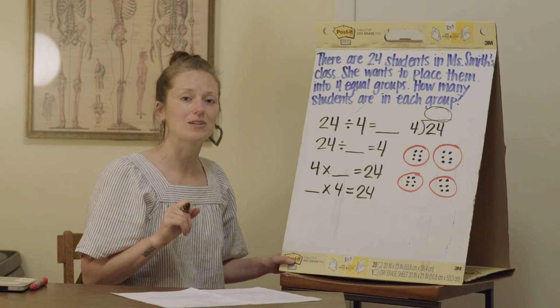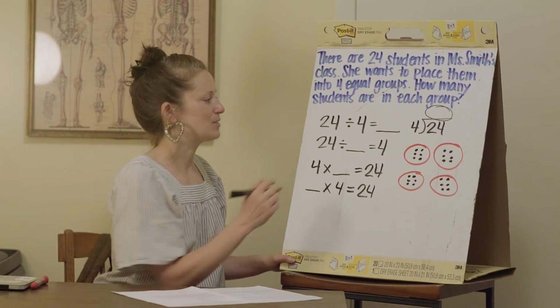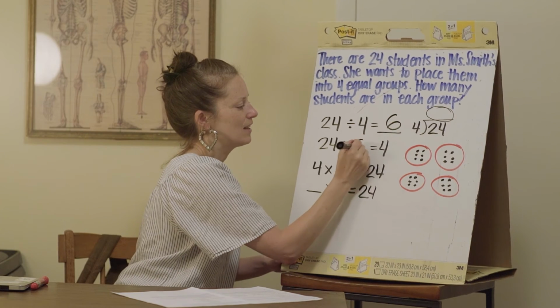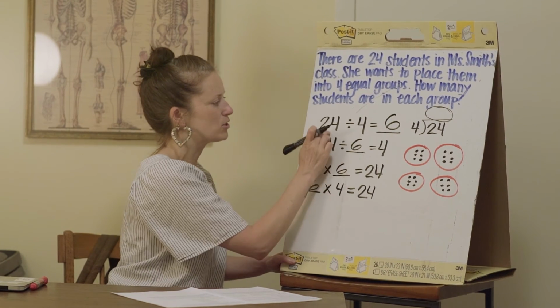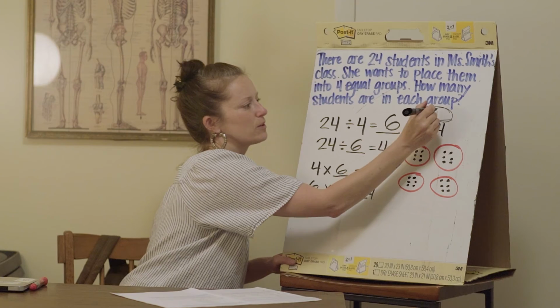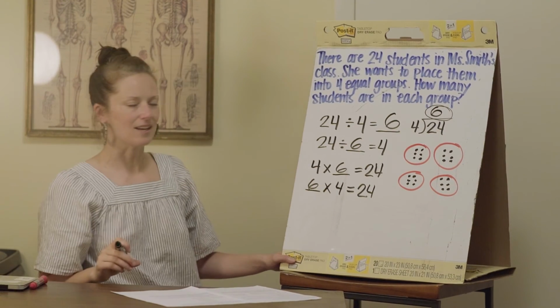And how many students are in each group? That's right. There are 6 students in each group. So we know that 24 divided by 4 is equal to 6.